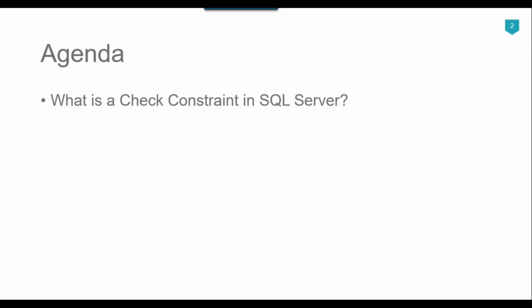in SQL Server. So the agenda of today's video tutorial is: what is a check constraint in SQL Server. Check constraints are a type of constraint that allow you to define a condition that must be true for the data in a table. This can be used to ensure data integrity and can help prevent errors in your database. So let's jump to the demo.